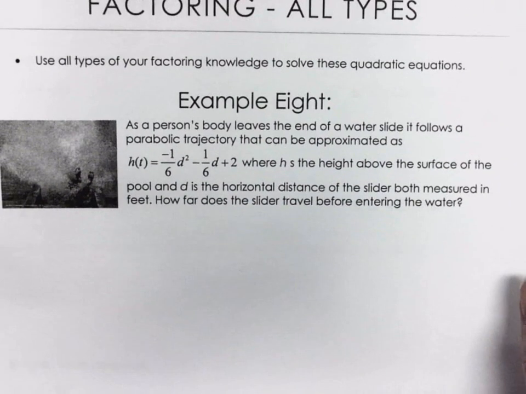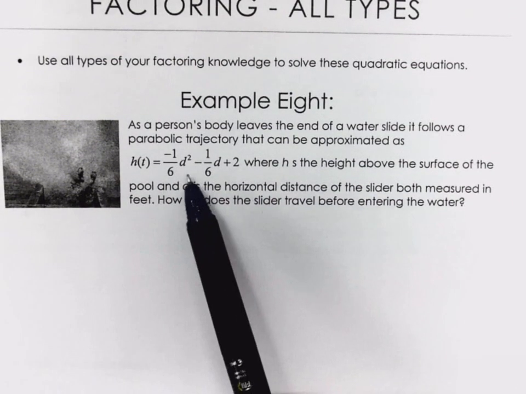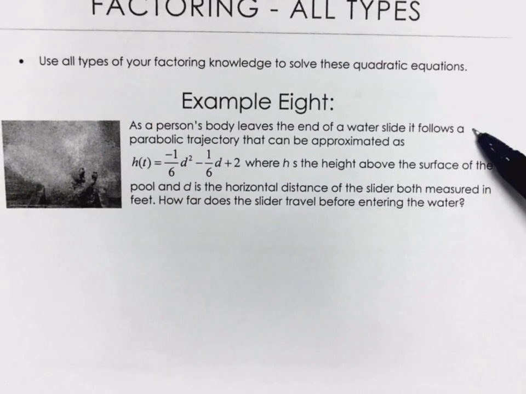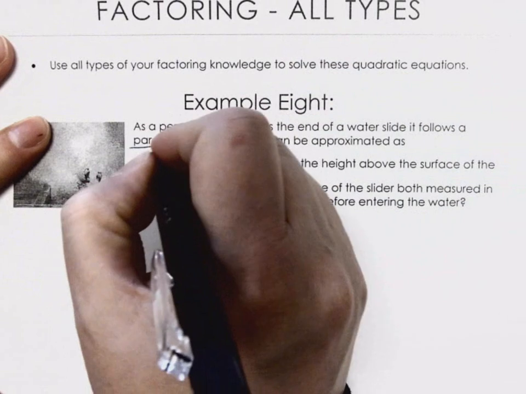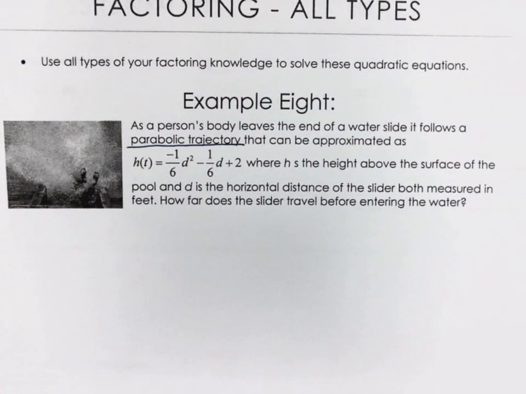Okay. Let's do some word problems with factoring. These ones really freak people out, but it's easy. It's not easy. Nobody wants to factor this. So a person's body leaves the end of a water slide and it follows a parabolic trajectory. Trajectory is the hard word. Do you guys know what that means?